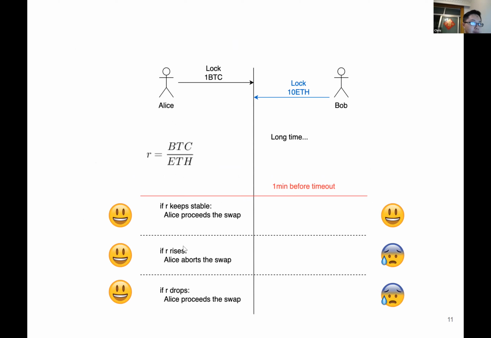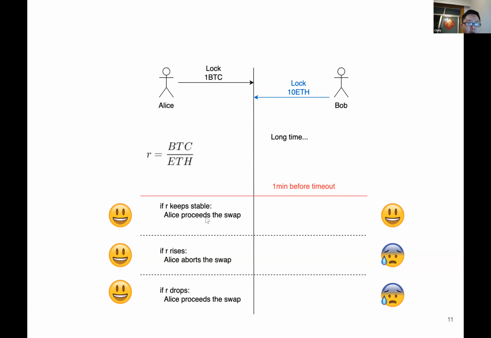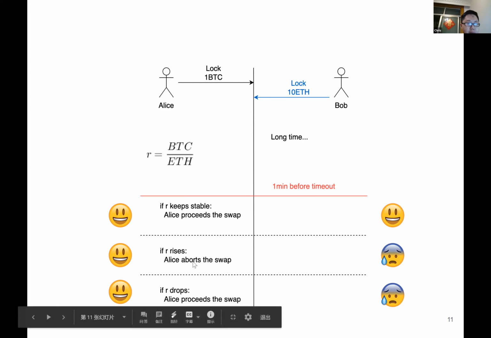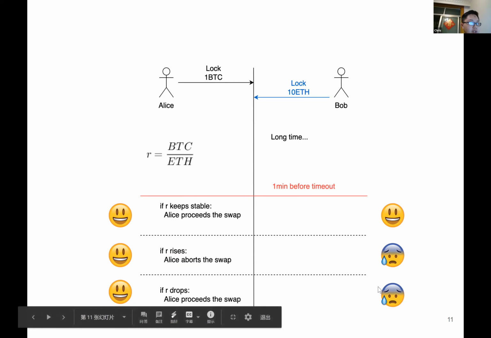But if the BTC price goes up relatively, Alex can choose to abort the swap because he could get more ETH by using the most recent price. This makes Bob unhappy because the deal is cancelled. And if the BTC price goes down relatively, Alex will probably proceed with the swap, which makes Bob unhappy again because she should be able to get more BTC by using the most recent price.